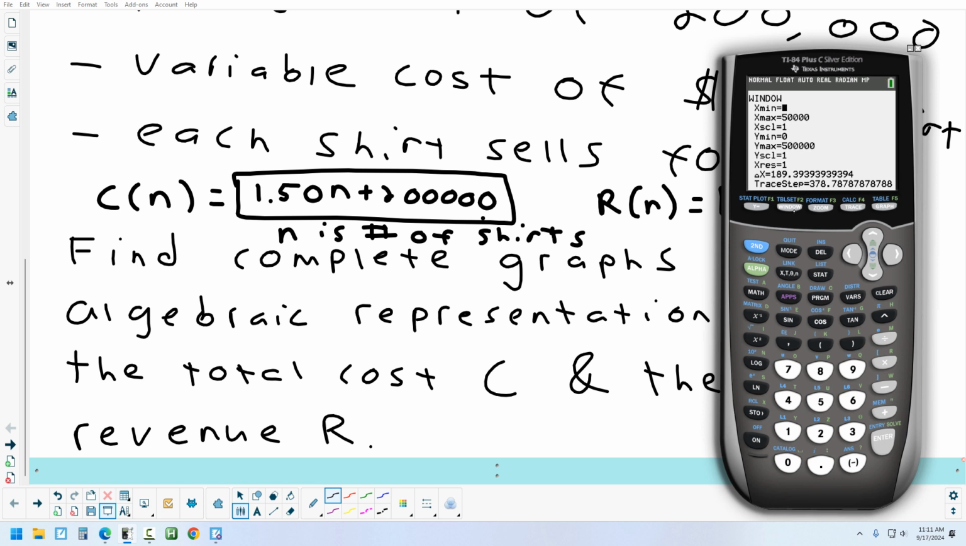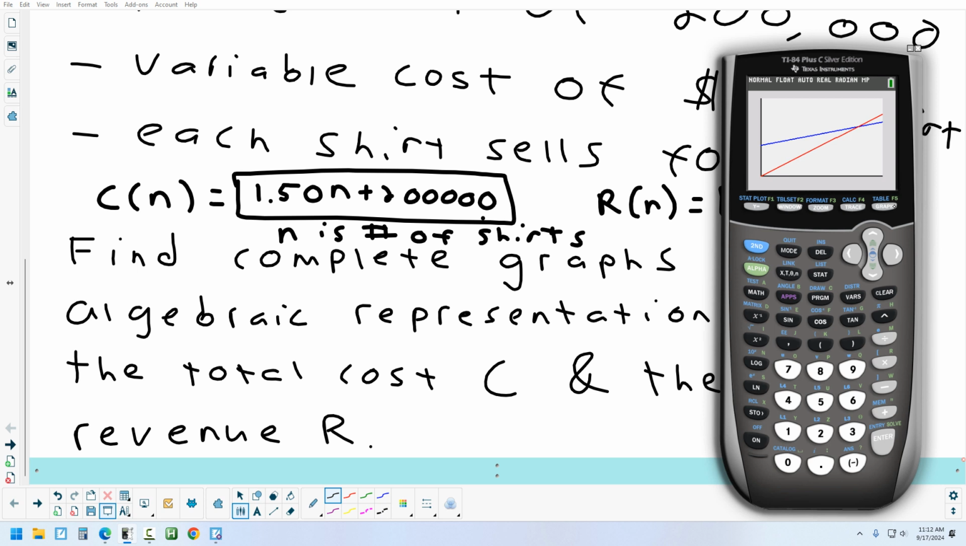It still has cost them more with the 200,000 plus the cost per shirt. So maybe let's go a little higher. Let's say we go up to 100,000 shirts. Yeah, I think we're going to be good now. Where on that graph do they start making money? Not the number, but just describe to me where. Past the intersection. Yeah.